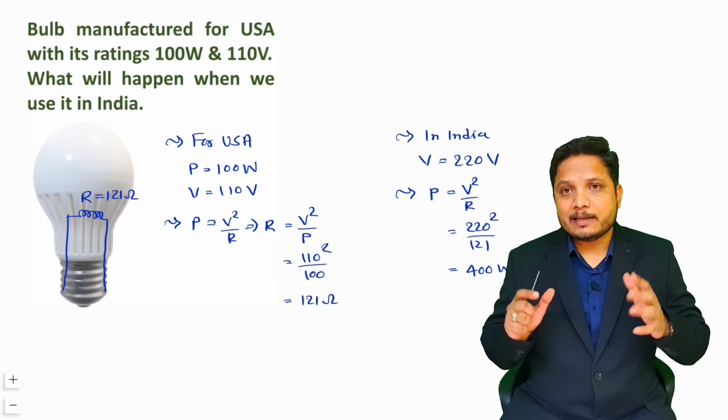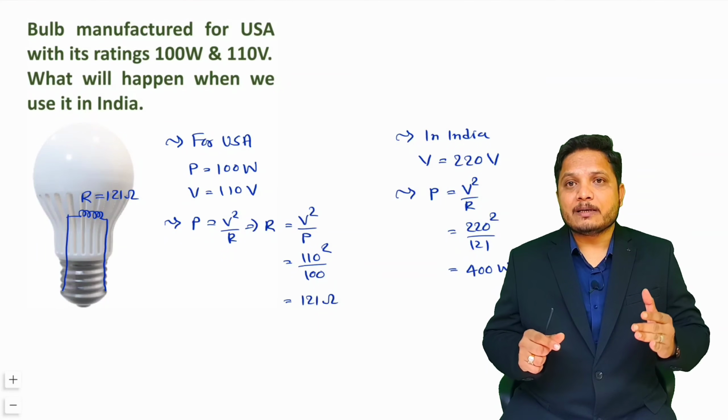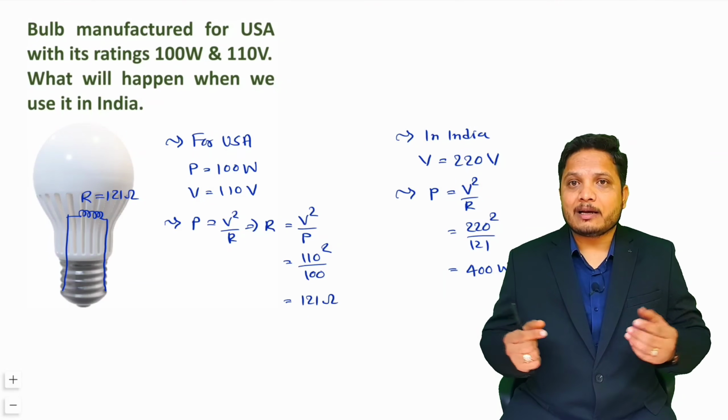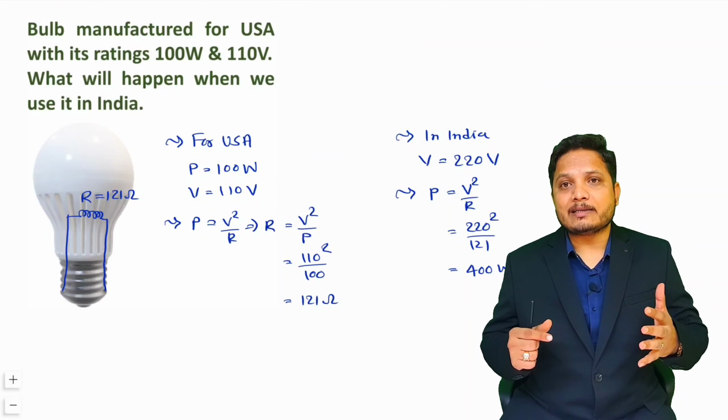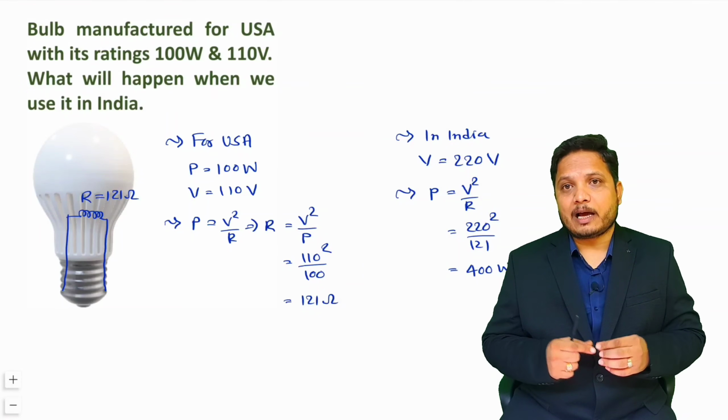Now I think it is clear to all of you why we cannot use the same appliances which are manufactured for Indian power rating in other countries, as countries have different power ratings of the power grid, right? I hope it is clear to all of you.